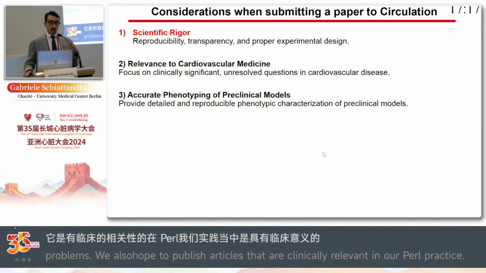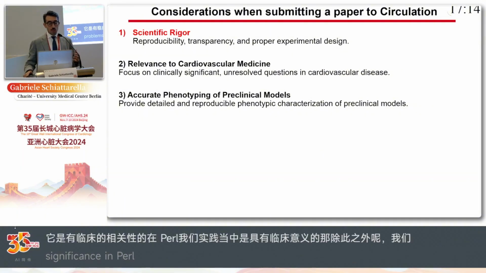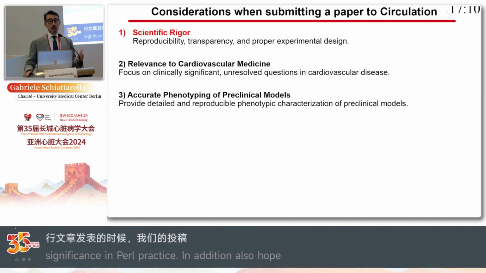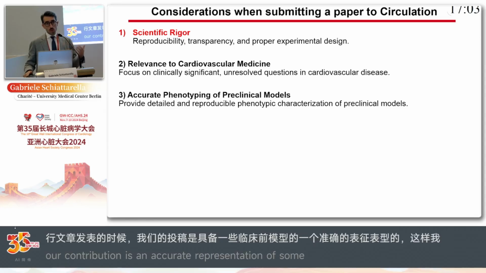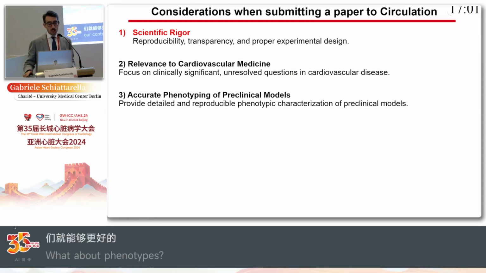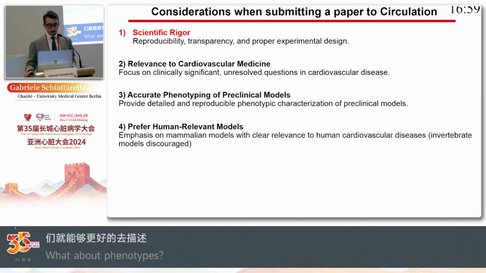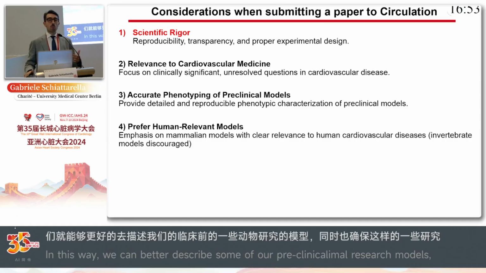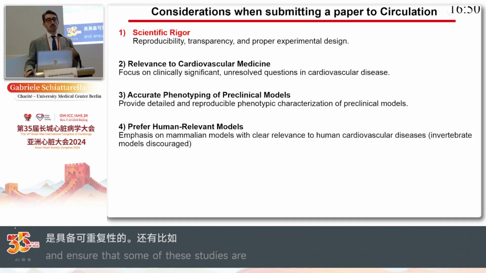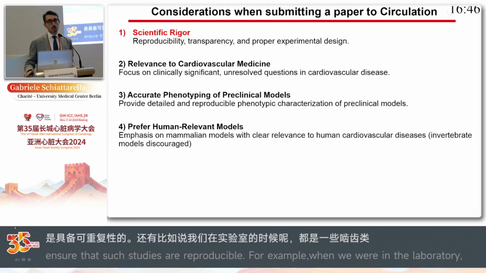So having accurate phenotyping of preclinical models, with detailed methodology that anybody can reproduce, is one of the fundamental things that are necessary when you are doing your research and ideally submit it to our journal. Of course, we prefer human-relevant models. For example, most of us in the lab work on rodent models that are able to mimic some but not all of the human condition.